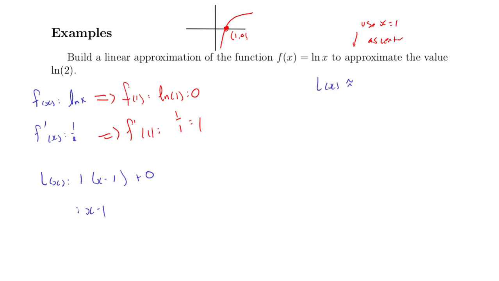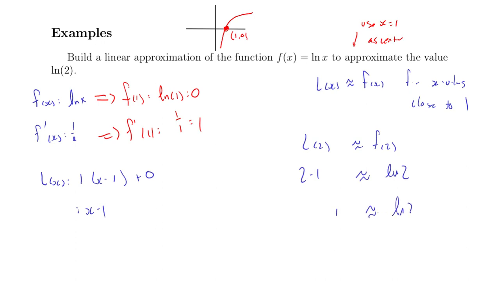So if L of x is approximately equal to f of x for x values close to 1, that means L of 2 is approximately equal to f of 2, meaning 2 minus 1 is approximately equal to the natural log of 2, or 1 is approximately equal to the natural log of 2. You can check that on your calculator, and it's like, okay, it's not great. It's a fine approximation.